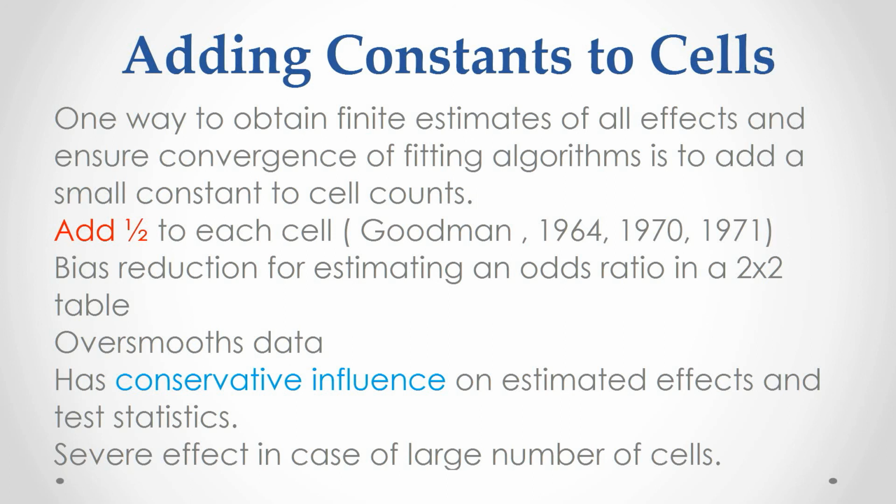However, adding half to a cell before fitting an unsaturated model can smooth the data and thus have consequences for assumptions about the sampling distribution. The consequence is that there is a conservative influence on the estimated effects and test statistic, and the effect can be severe in case there are a large number of cells.